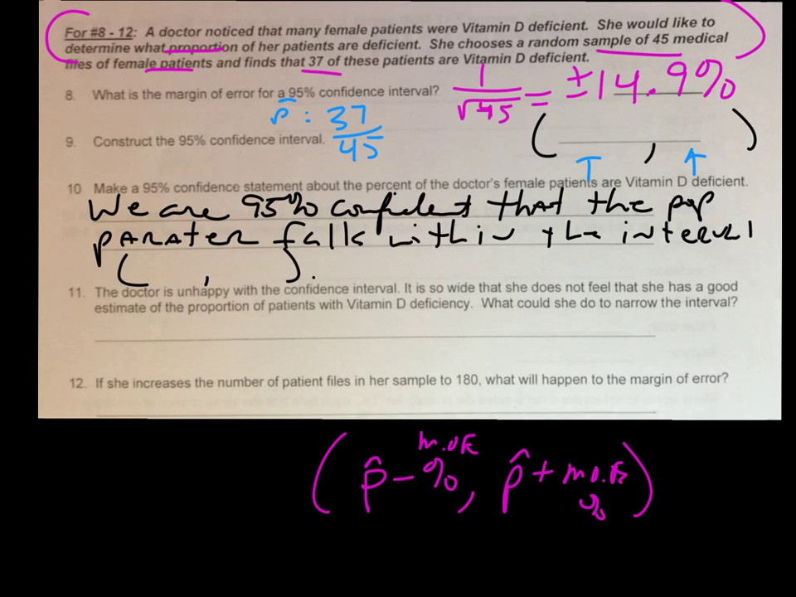Now, look at number 11. The doctor's unhappy with the confidence interval. It is so wide she does not feel that she has a good estimate. So, based on question number 7, what could she do to narrow the interval? So go back, look at number 7, and answer that question. And then finally, if she increases the number of patient files in her sample to 180, what will happen to the margin of error? So in other words, when you increase your sample size from 45 to 180, what's going to happen to your margin of error? Again, refer back to number 7.